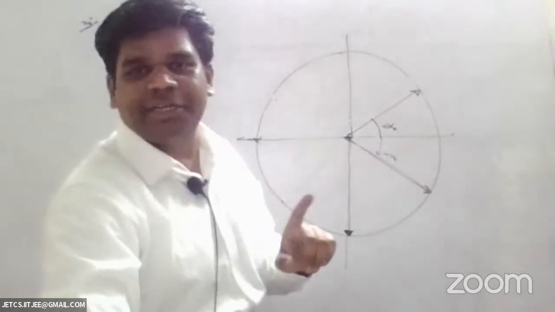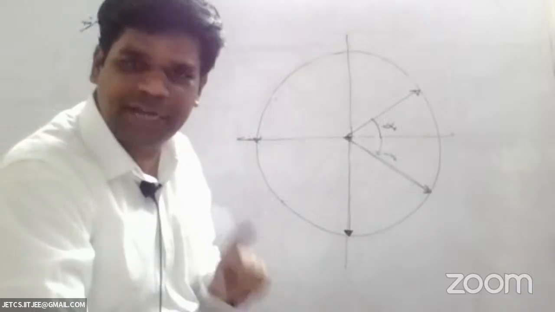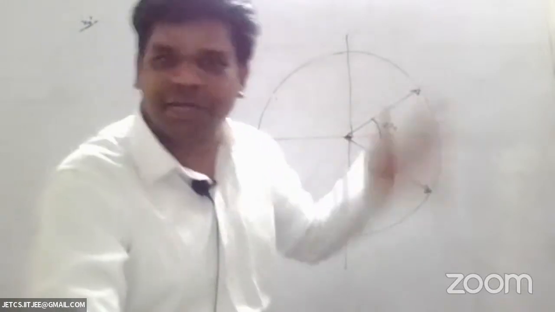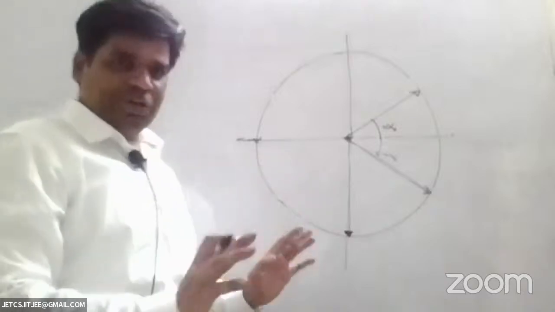This question was asked in an interview for an MBA student in IIM. After writing the IIM Bangalore CAT exam, this question was asked: why do you take anti-clockwise as positive and clockwise as negative? All right. So these things are very important.